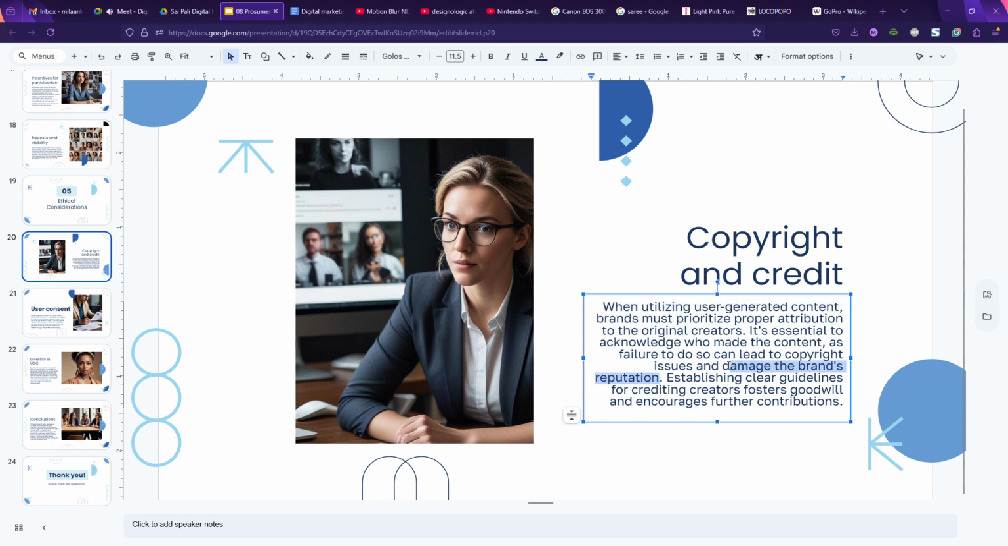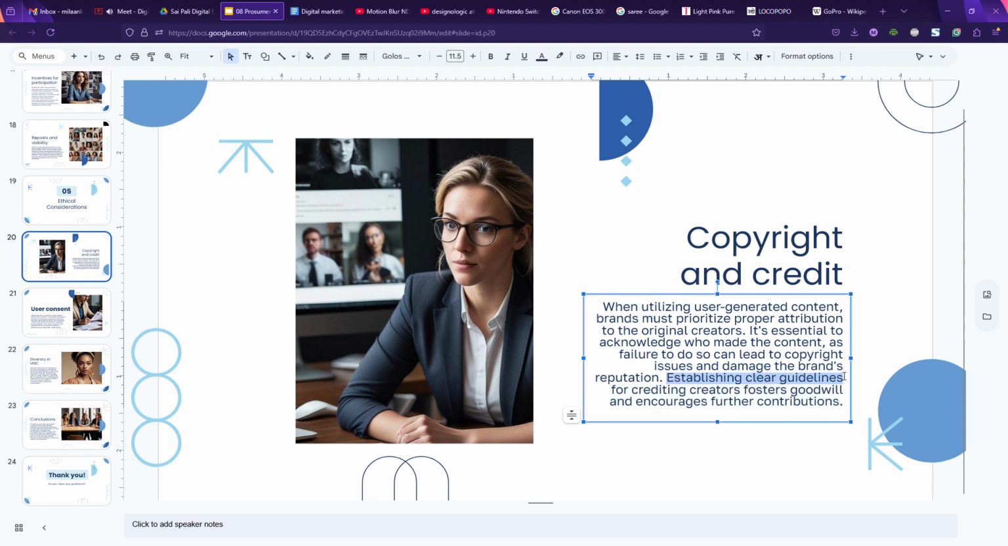Then that earned media thing, they are earning the reviews, the good things that people are talking about them. If they make a mistake like this, then people most probably will talk badly about the brand, and that will damage the brand's reputation. Establishing clear guidelines for crediting creators fosters goodwill and encourages further contribution.